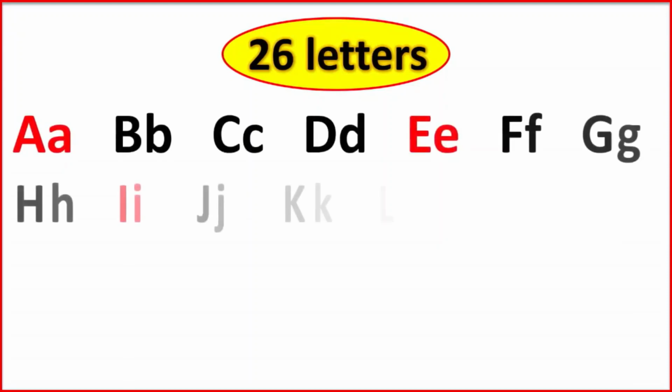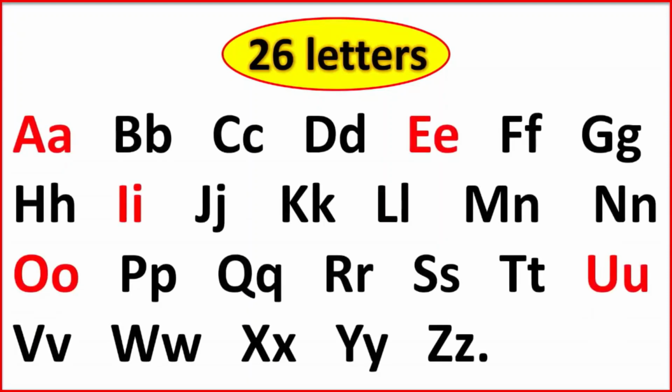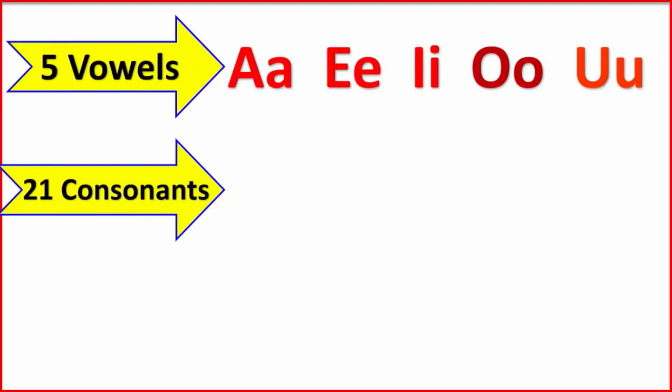There are 26 letters in the English alphabet. 5 are vowels and 21 are consonants.